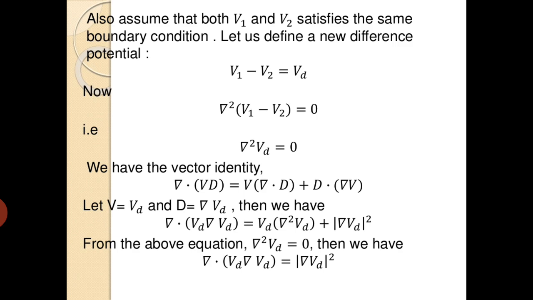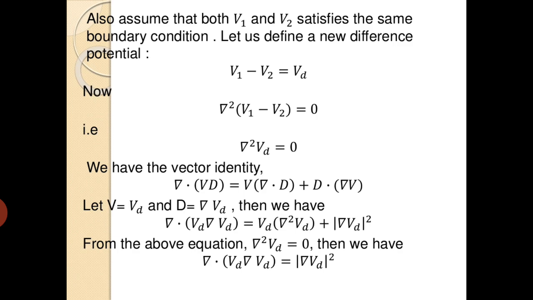Now we take a vector identity, already seen in the previous module: del dot (V D) is equal to V (del dot D) plus D dot del V. Here we take V equal to vd and D equal to del vd. Then, in the simplified equation, del dot (vd del vd) becomes vd (del square vd) plus modulus of del vd squared. So after substitution we get this equation.